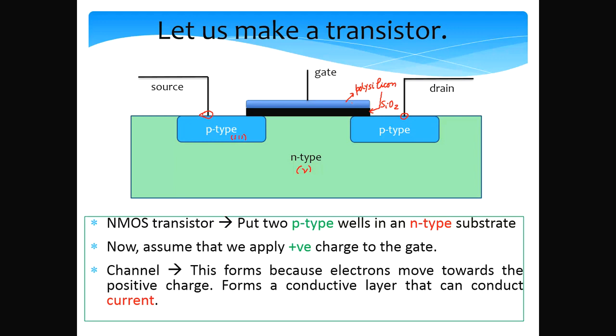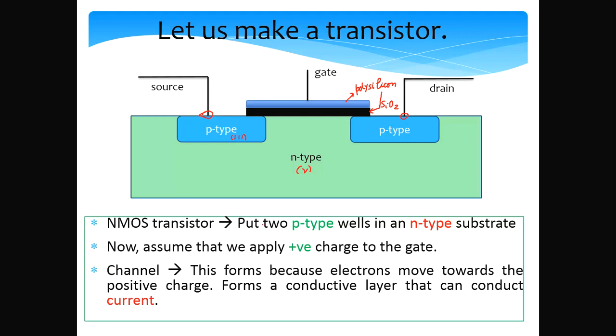So it's typically a polysilicon layer which is a conductor, and on top of that we attach a metallic wire, and this terminal is called a gate. So a basic transistor has three terminals. One of them is the gate, one is the source, one is the drain. This is called an NMOS transistor. In NMOS, N stands for negative, the fact that it's an N-type substrate. So basically, for the MOS transistor over here, we put two P-type wells in an N-type substrate.